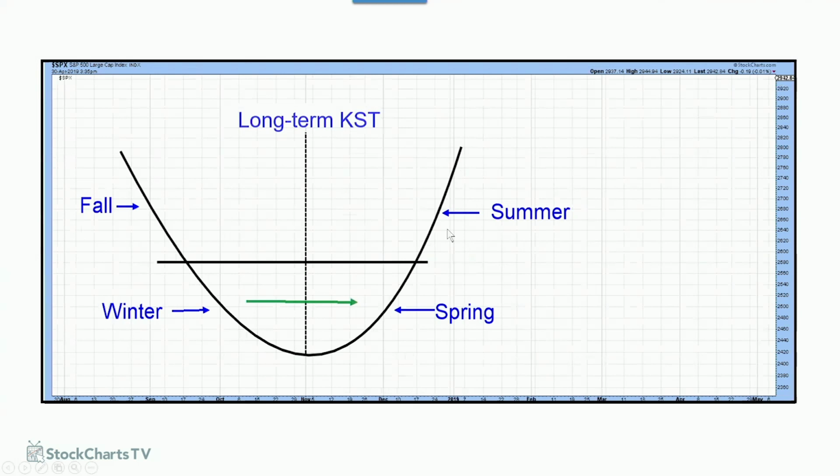So what we're going to do is to try and look at these various sectors. We observe where the S&P is, and then observe where the various sectors are to see if they support the idea that we're in the spring, or the summer, or the winter phase.